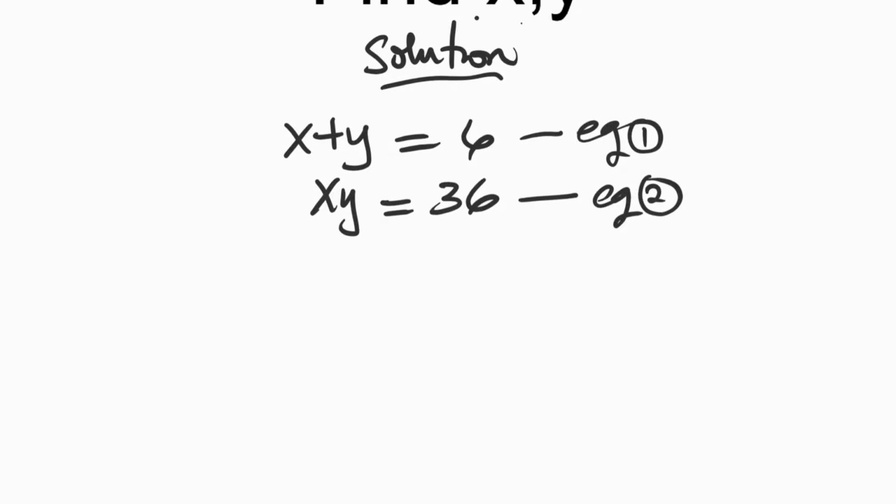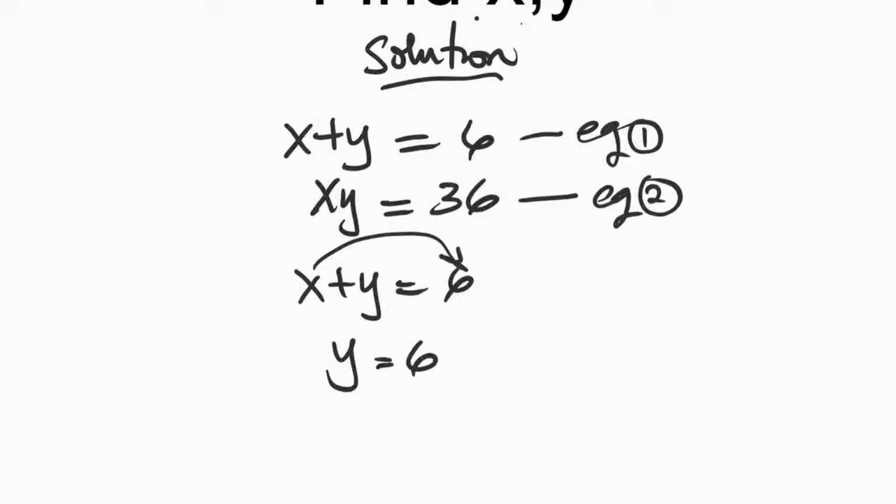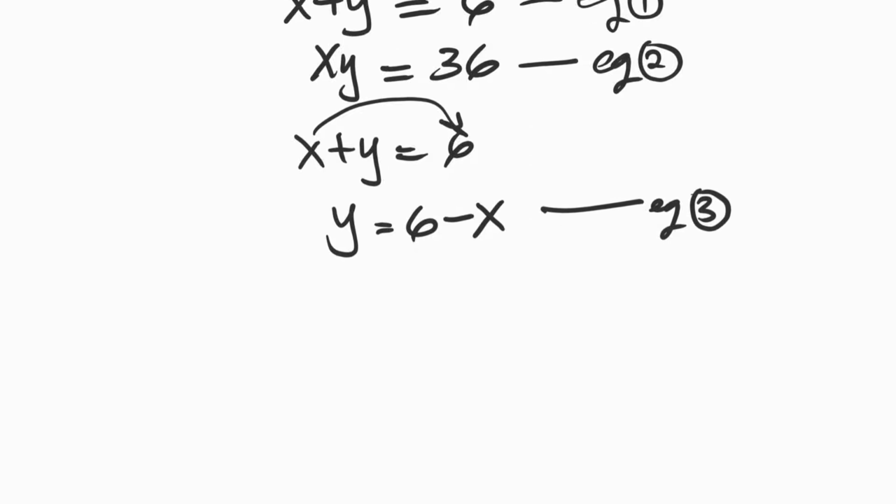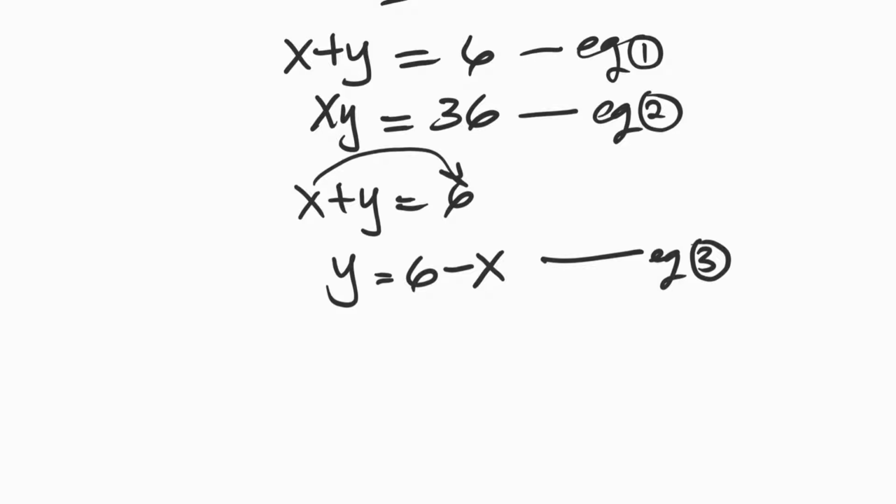Let us derive one more equation from one of these equations. We're going to select equation 1 and rewrite it so that we can get a separate equation from that. If we move x over to the right hand side from the left hand side, we get y equals 6 minus x. This is our equation 3. Now, wherever we find y in equation 2, we replace it with 6 minus x. Let's go ahead and do that. So we have x times (6 minus x) equals 36.